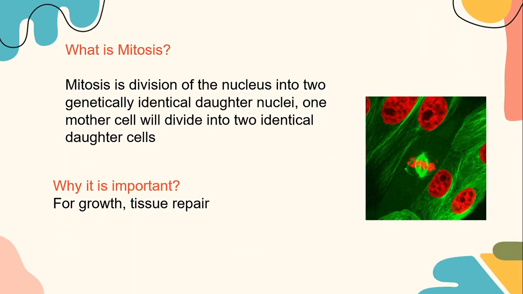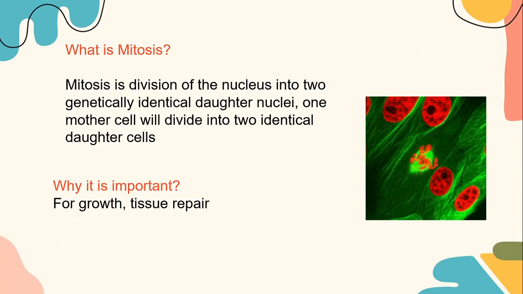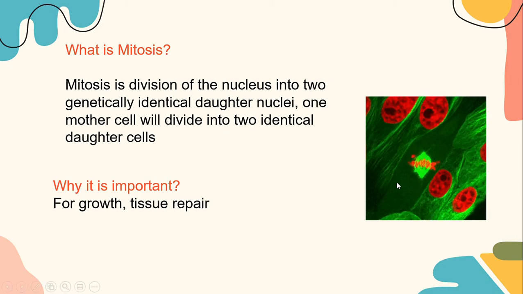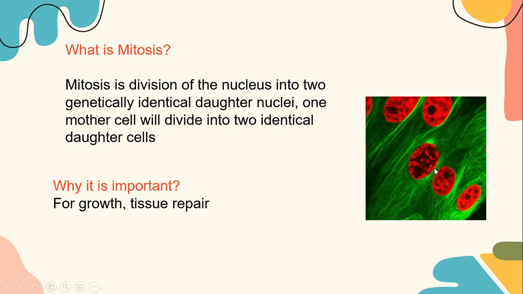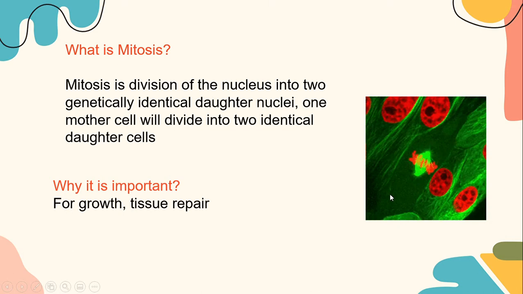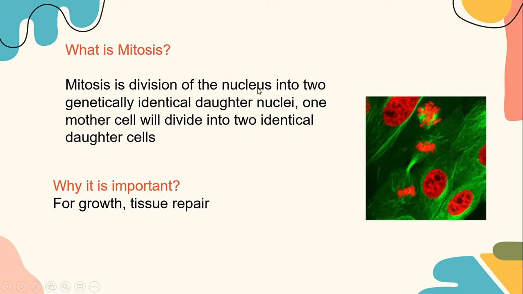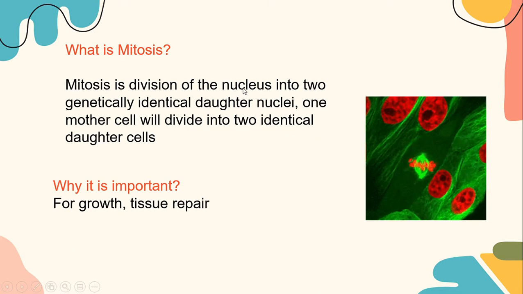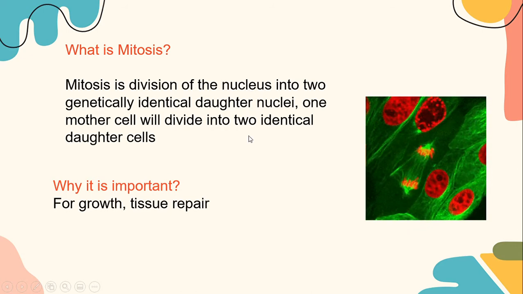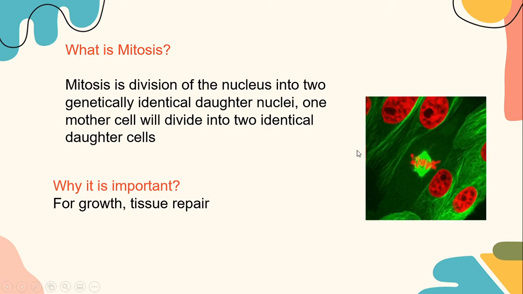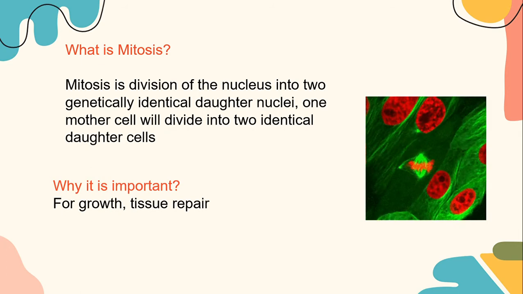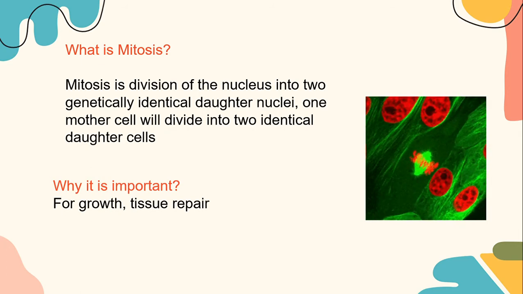Let us review the meaning of mitosis as you have previously studied it. So mitosis, as you can see here from the animated picture, is when the mother cell divides into two identical daughter cells. So we start with one nucleus, and this nucleus divides into two identical nuclei. Why is it important? Why do cells go through mitosis? Because it is important for growth and tissue repair as well.